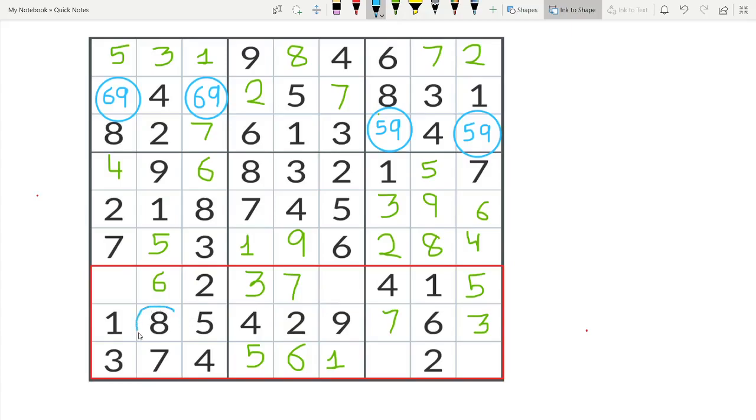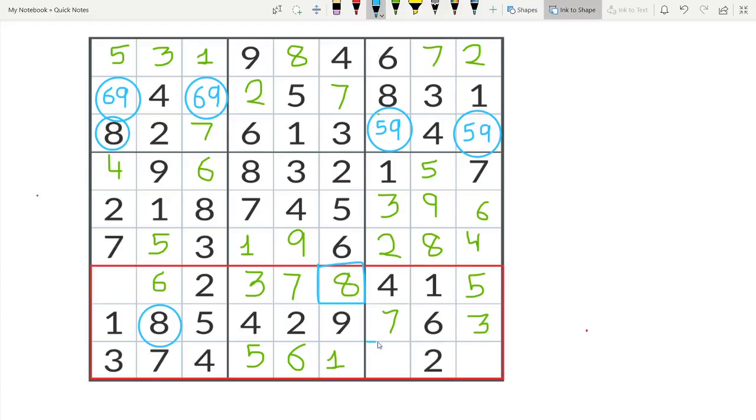I see a number 8 for the middle row. So for the top row, it has to be either over here or over here. Now I notice a number 8 already here in this column. So this cell is not an option. So I can put number 8 for the top row over here.